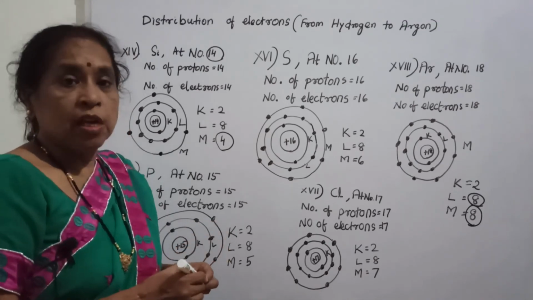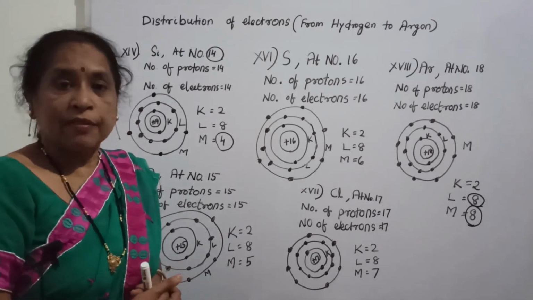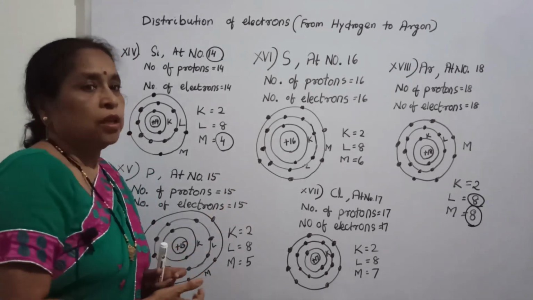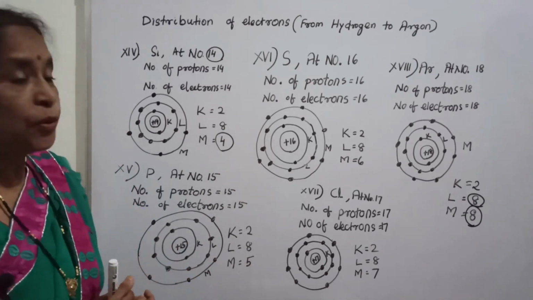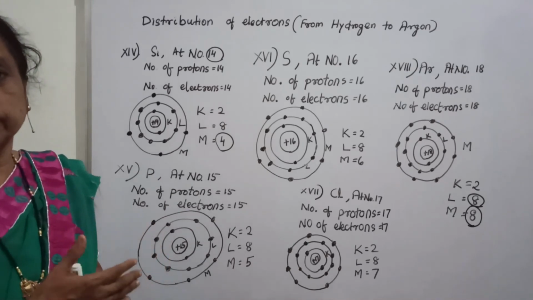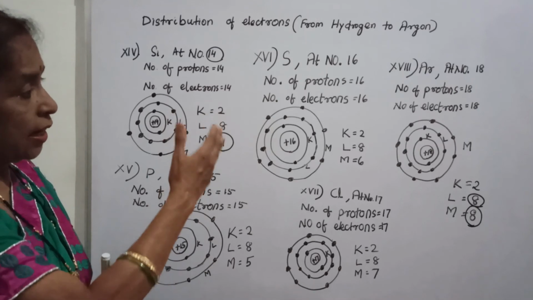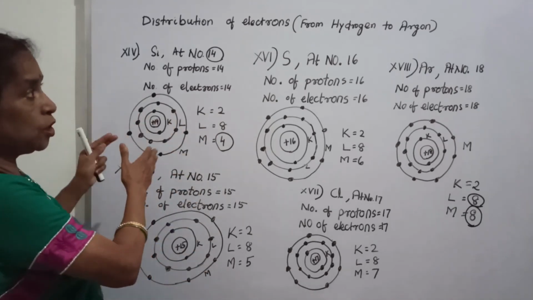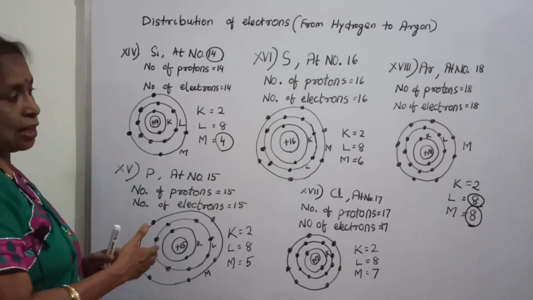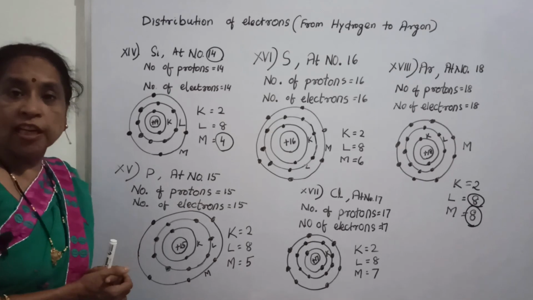After argon, potassium, calcium, you will learn in 11th class. It is better to know all the rules and regulations, how to do the configuration, what is the configuration for potassium, calcium and other elements. So I hope it is clear from hydrogen to argon. After argon you will learn in the 11th class chapter on atomic structure and periodic classification, and I hope it is clear to you.